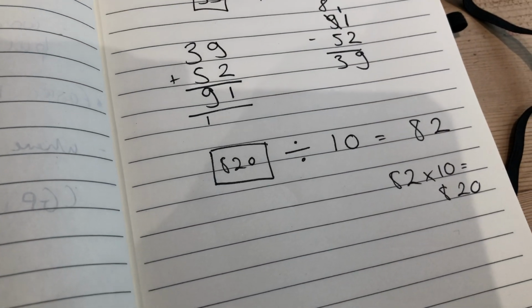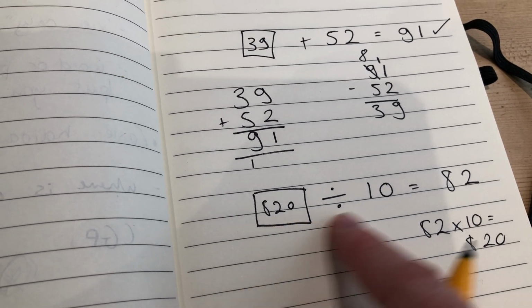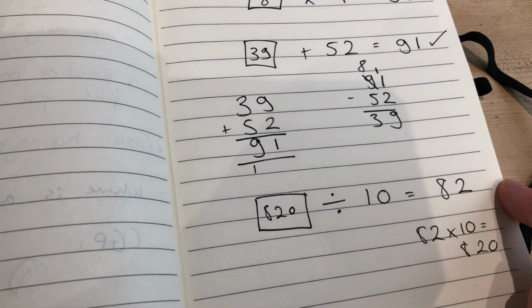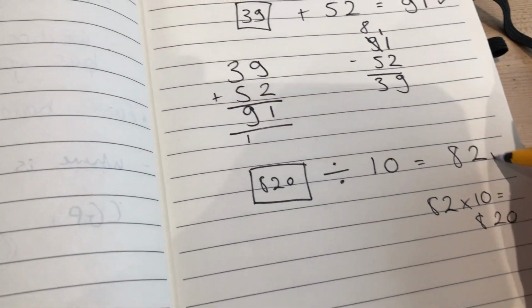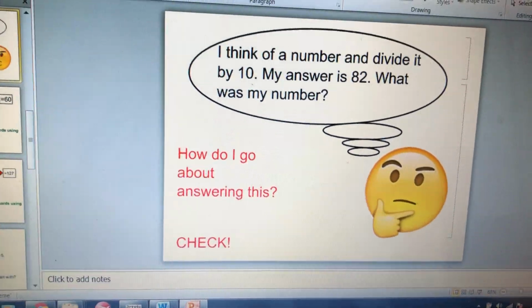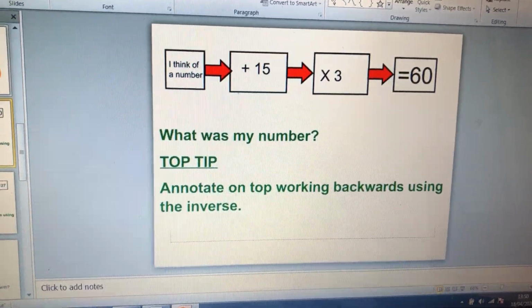I say 82 times by 10, which gives me 820. Put that in the box. Do I just finish and move on? No, I do my check. I've got 820. If I divide it by 10, I make it 10 times smaller, which gives 82. Yes, it would. So I know I'm correct. That's what I love about these questions. I actually love these questions, which I say about everything in maths, don't I? But I do really like these questions. They really get you thinking.